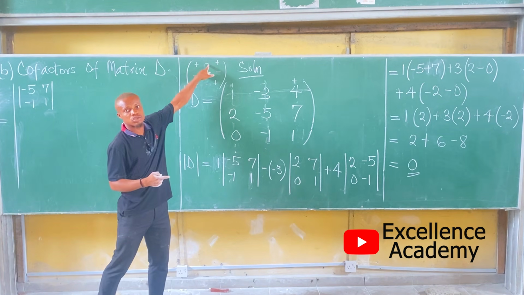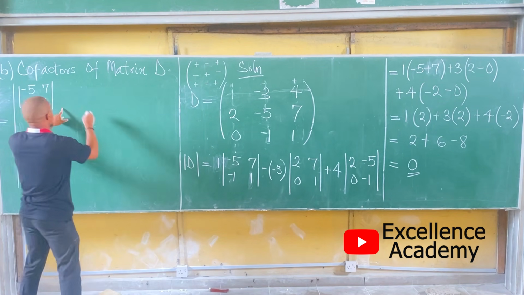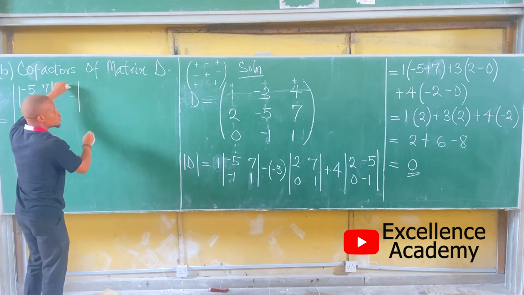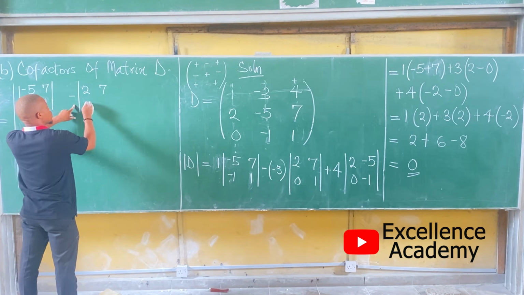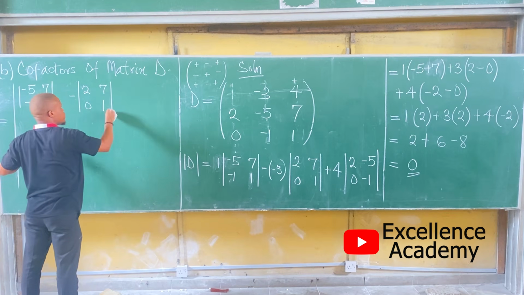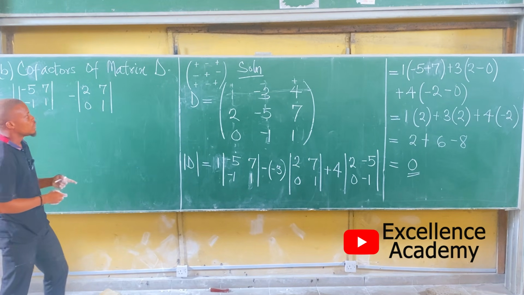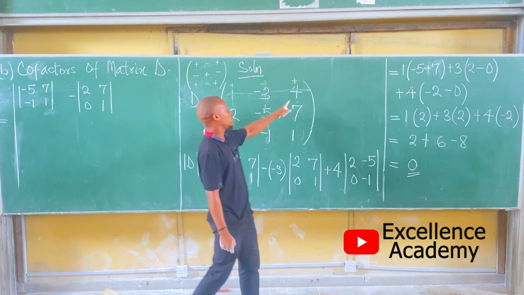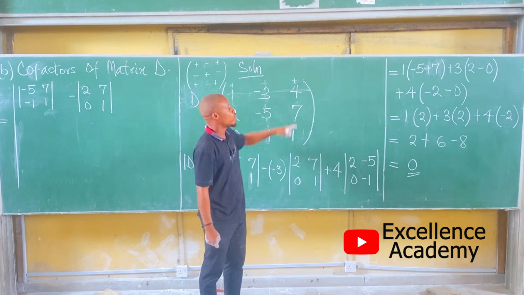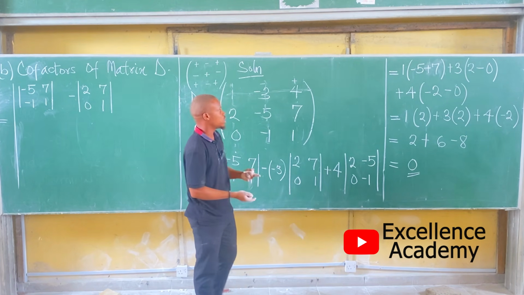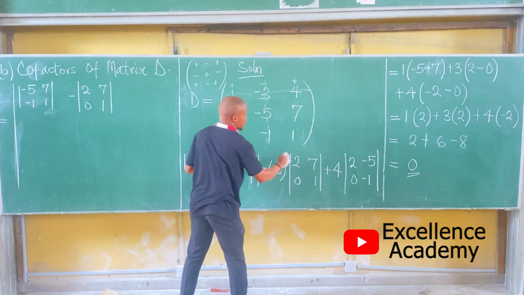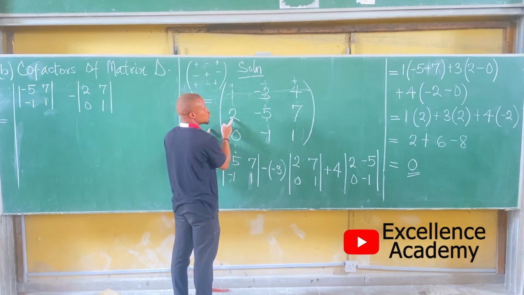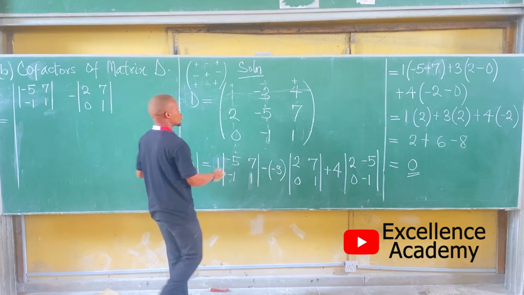Mind you, your sign is always there. Your sign, minus. So I'm having minus 2, 7, 0, and 1. All right. Next up, we move over to our next element there, which is a 4. Cover the row and column on which it appears. This and this, right? So the elements left are 2, minus 5, 0, and minus 1.